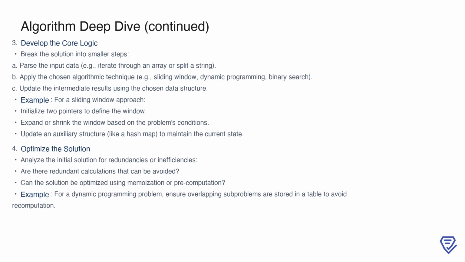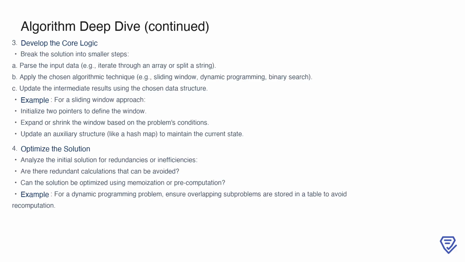Once you've laid the groundwork, the next step is to develop the core logic of your solution. Break the problem into smaller, manageable steps. Start by parsing the input data, such as iterating through an array or splitting a string. Then, apply the algorithmic technique you've chosen, like sliding window, dynamic programming, or binary search. As you proceed, use the selected data structure to update intermediate results efficiently.